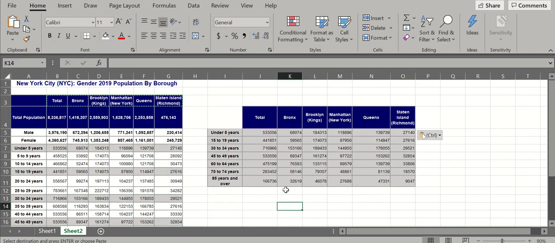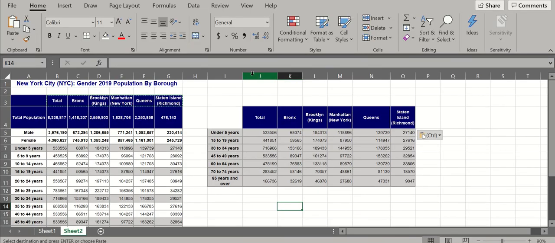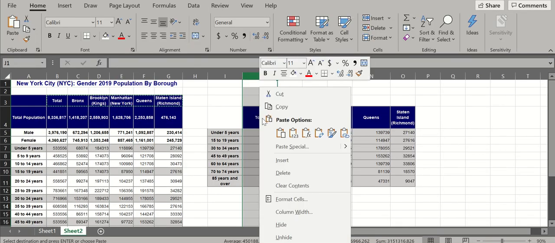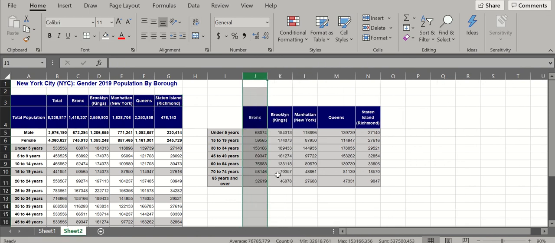This is for the total, this is for Bronx, how many are in Bronx, how many are in Brooklyn, and so on. And it's asking us for a multi-bar graph showing the number in each borough. So we don't really care about the total. So let's delete this column. If I click on the J, on that column, it highlights everything, right click, delete.